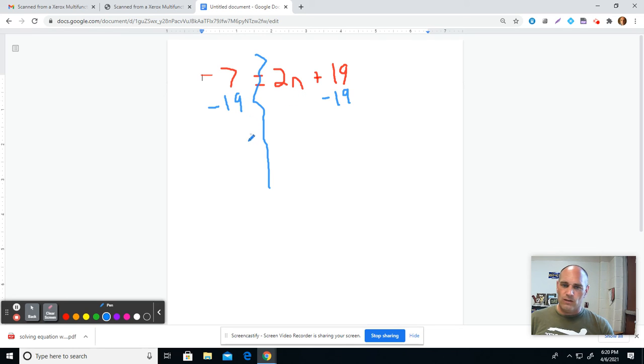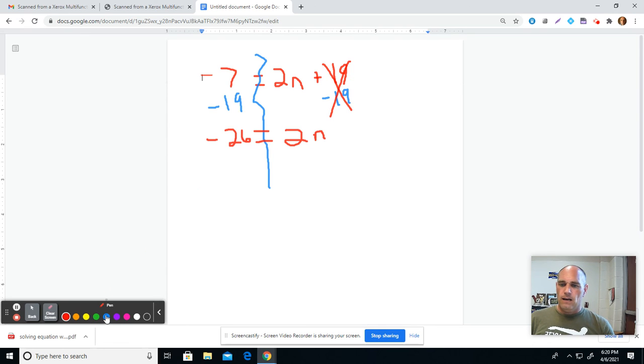All right, this is the work that we got to see. All right, I'm going to put down my equal sign. On the left-hand side, negative 7 and negative 19 is going to give me a negative 26. Over here, positive 19 and negative 19 are my zero pairs, so they're gone. All I have on the right-hand side is now a 2n. So notice I did the exact same thing. It's just they were switched sides. That's why we always have to work on the side that has the letter on it. So we're working on that right-hand side.